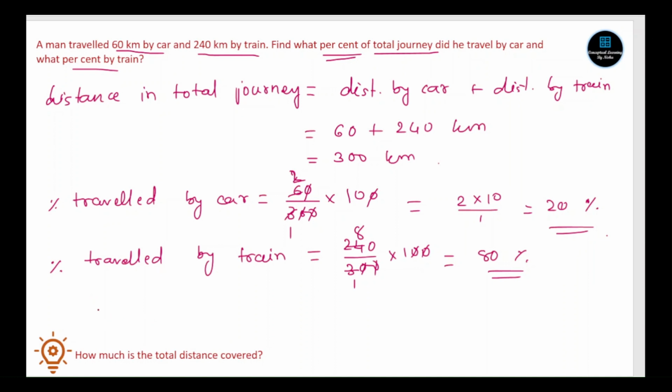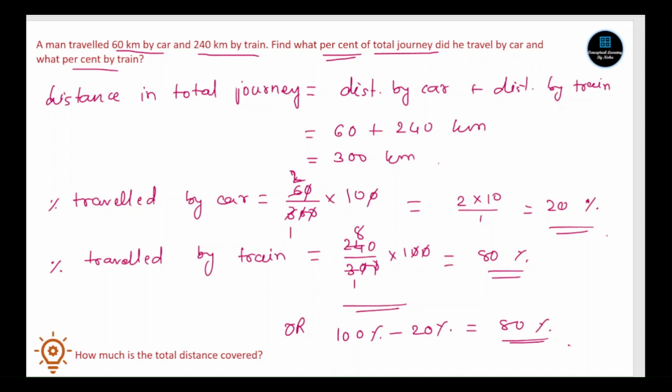So what I am saying, if you don't want to do this, you can find 100% minus 20%, which is traveled by car. So this is equal to 80%. This is an easier way of doing it. Understood? I have shown this because they can ask in any terms. Okay, so you understand how to solve them.